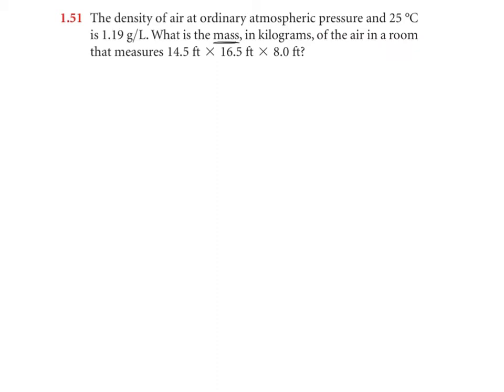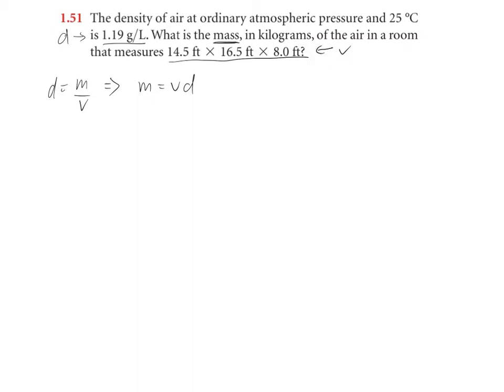So we know that if we're given a density and we have dimensional units for volume, we can use the density formula, where density equals mass over volume. We're looking for mass, so if we rearrange the equation, mass is volume times density. Well, we have a volume, essentially, and we have a density. So really we just have to multiply those two things.